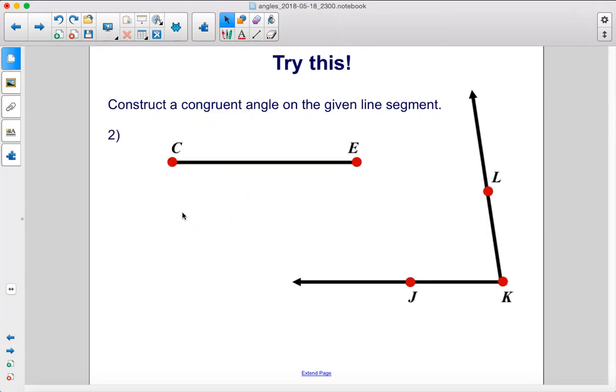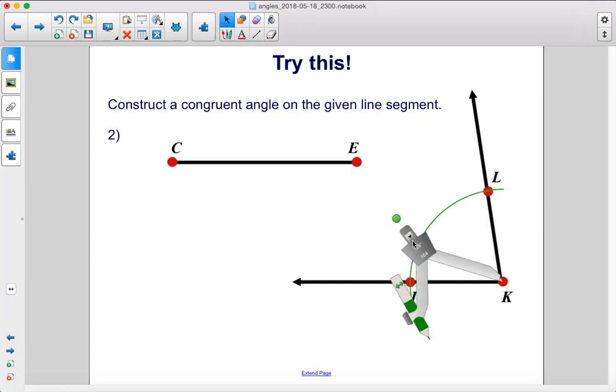Construct a congruent angle on the given line segment. Alright, so let's start by getting our compass, put it right on the vertex, and we will flip it around, stretch it to the point J, and draw an arc.